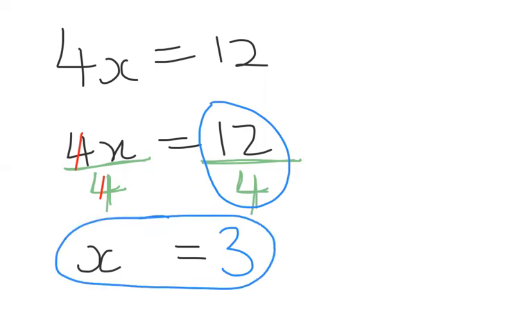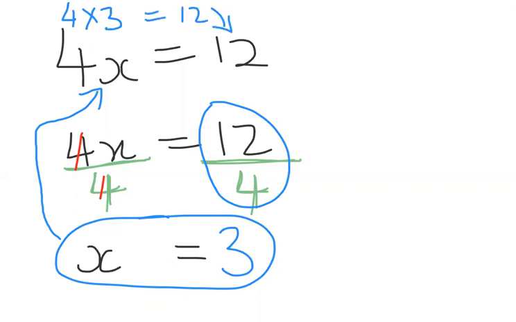Is it right? Let's take this x equal to 3 and put it in over there. Then you have 4 multiplied by 3. And what is 4 times 3? It is 12, which is the same as this over here. And when you have that, then you know your sum is right and you can smile.